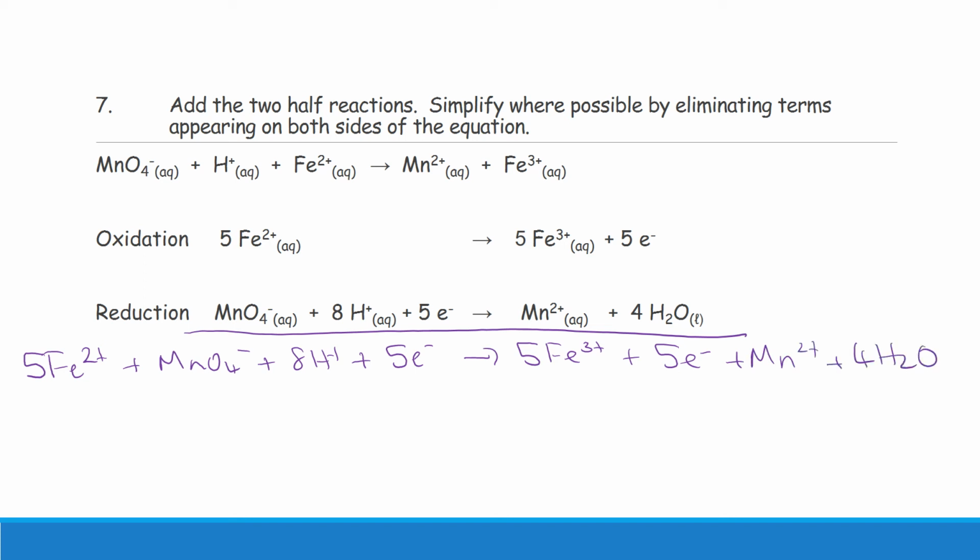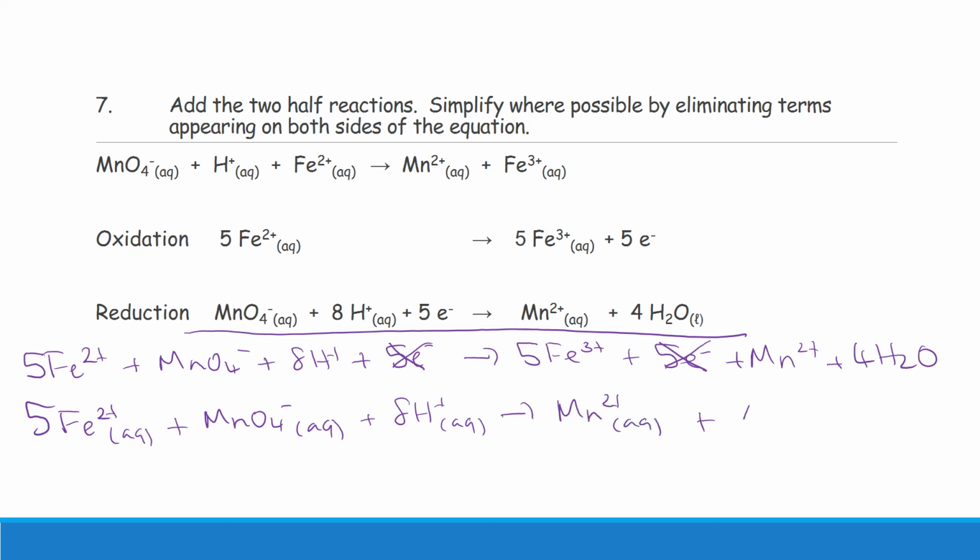Now we go through and eliminate the species that are on both sides. In this case, we've got 5 electrons on both sides, so we can cross them out. We rewrite the final equation, putting in all state symbols, so 5 iron 2 ions plus a permanganate ion plus 8 hydrogen ions goes to Mn2+ ions plus 4 water.